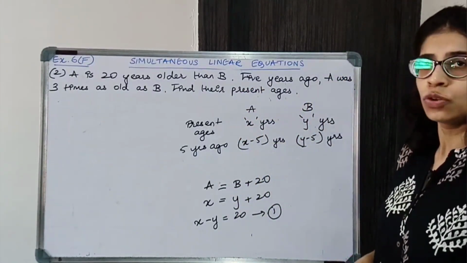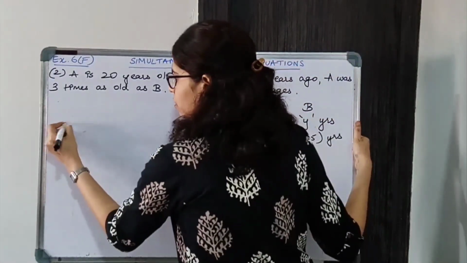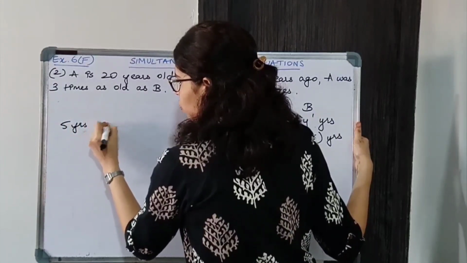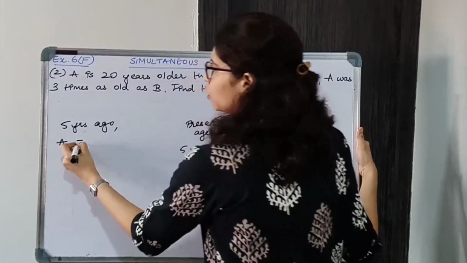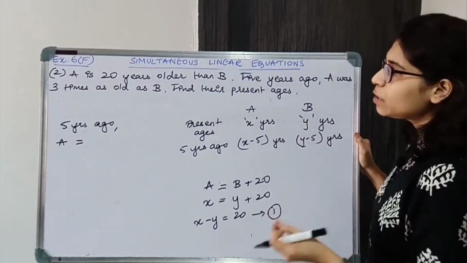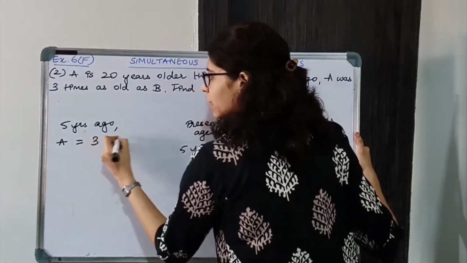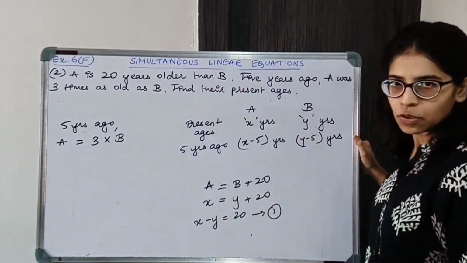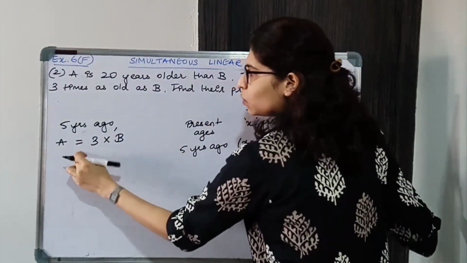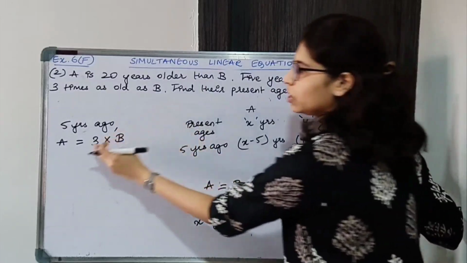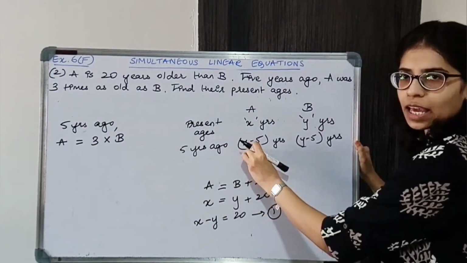5 years ago, A was 3 times as old as B. So 5 years ago, we are told that A was, means A is equal to 3 times as old as B. 3 times means 3 into the age of B. What was the age of A 5 years ago?